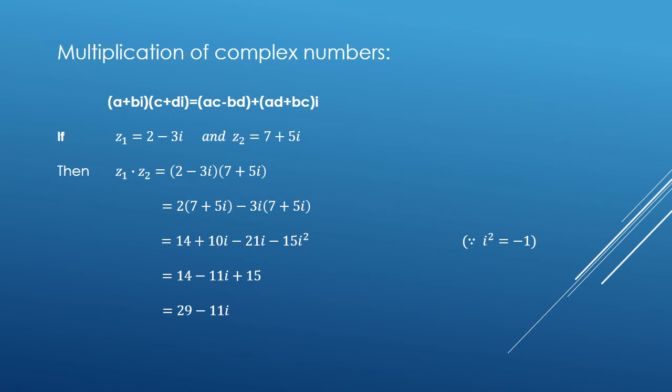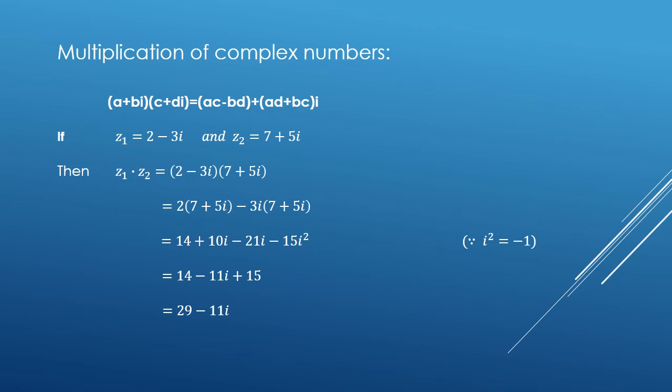Similarly, multiplication of complex numbers can be performed in the following way. That is, if we have two complex numbers a plus b iota and c plus d iota, then a plus b iota into c plus d iota will be equal to ac minus bd plus iota times ad plus bc.